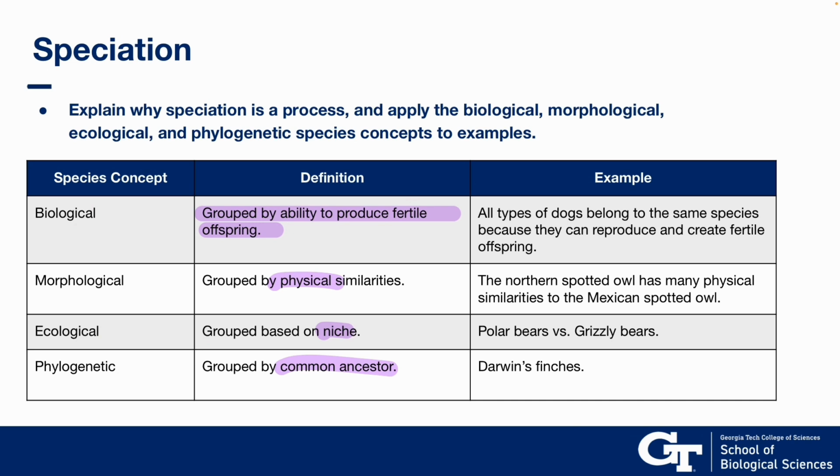So for example, dogs are going to be the same species because dogs can breed with each other and make offspring that can also reproduce. Morphological, our example is owls, because owls are physically similar to each other. Ecological, that's based on niche. So niche. Please just say niche. Again, 2 types of bears. And then phylogenetic, common ancestor: Darwin's finches. They all have their own traits now, but they originated from one finch with a certain set of traits.